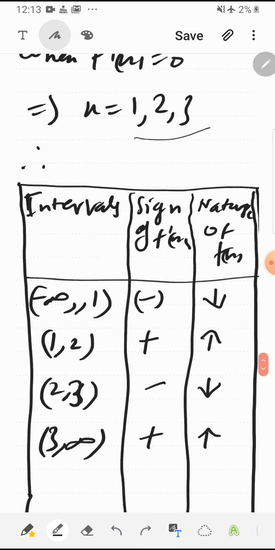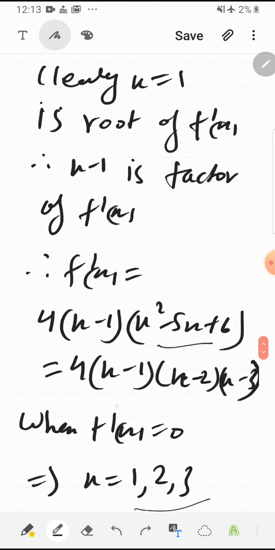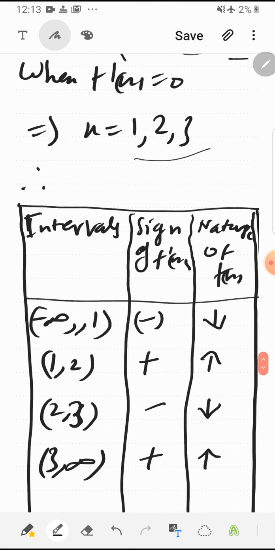So the function is decreasing. Now pick any point, say 1.5, from the next interval. If I put 1.5 here, it is positive, then negative, negative, that means overall positive, and the function is increasing. Now pick any other point, say 2.5, from this interval.